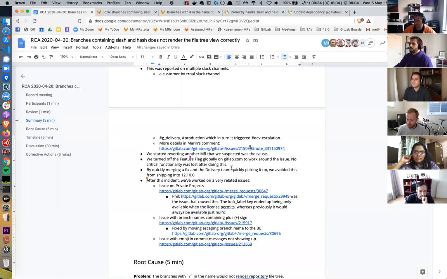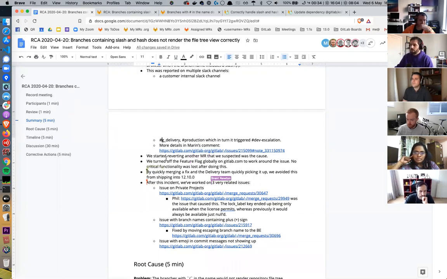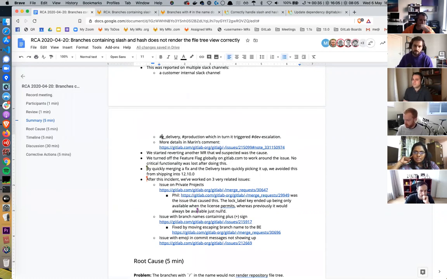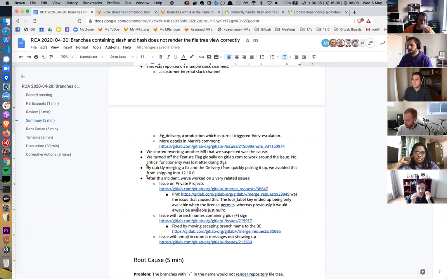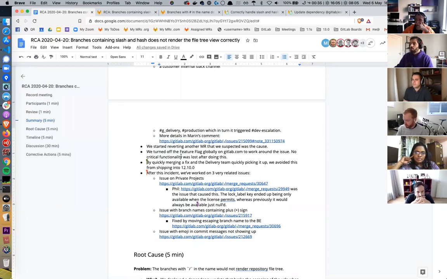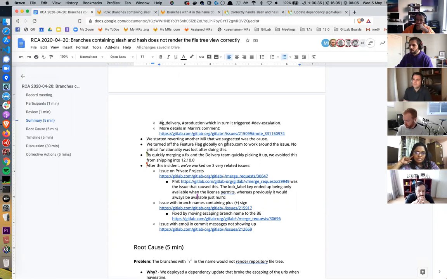Thanks. And after that, we immediately started reverting another MR that we suspected was the cause for this problem. While we were discussing this on Slack, and we jumped on a call in the delivery channel, I believe, we were discussing the feature flag that could be turned off and what was the impact of that feature flag being turned off. And it turned out that no major feature would be lost, just rendering the repository browser in HAML would be the result. So we then decided to turn off that feature flag globally on gitlab.com to work around the issue. And again, no critical functionality was lost when we did this.